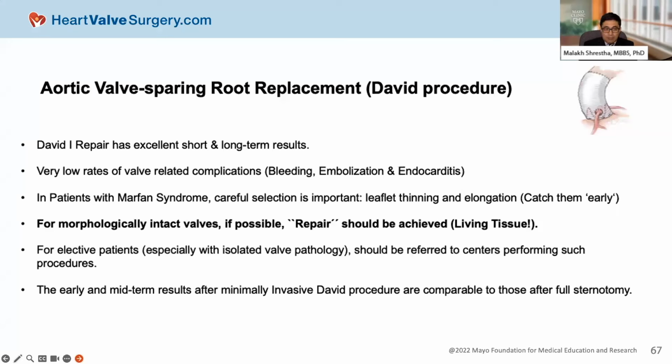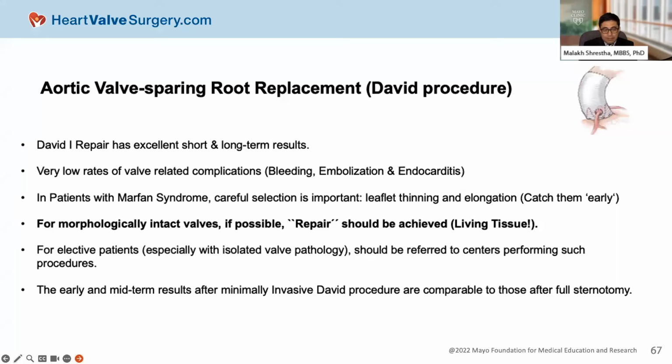So in conclusion, I would say that the David I procedure has excellent short and long-term results, with very low rates of valve-related complications, bleeding, embolization, and even endocarditis, because it is living tissue. In patients with Marfan syndrome, careful selection is important. One should not wait until it becomes so late that the leaflets are thinned out, so you have to do it earlier.